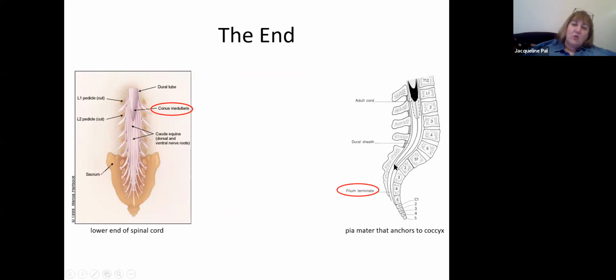So remember, the spinal cord used to go around to the second sacral vertebrae when you were in utero, and it still was anchored to the coccyx. And then as it got shorter, that pia mater anchor just lengthened. So the anchor just got longer. Okay. And that anchor is the filum terminale, which just means the terminal. I don't know what filum means, but it's the last part of it.